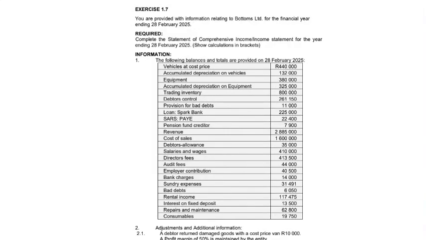Exercise 1.7. You are provided with the information relating to Bottoms Limited for the financial year ending 28 February 2025. Required: complete the statement of comprehensive income or income statement for the year ending 28 February 2025. Show calculations in brackets. Information 1. The following balances and totals are provided on 28 February 2025.